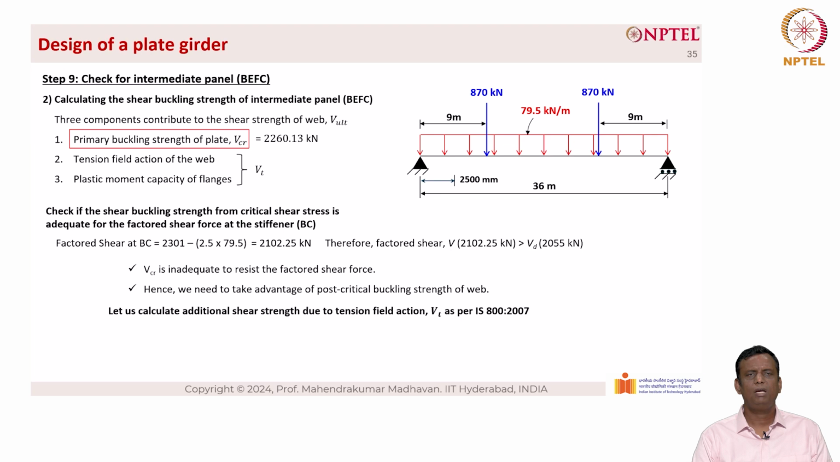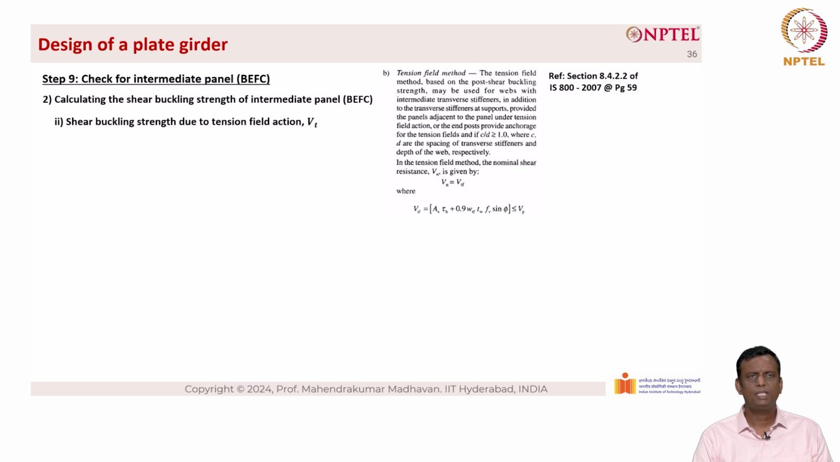Now we have to come to points 2 and 3, which are the tension field action of the web and the plastic moment capacity of the flanges, both of which are given in the form of V sub T and V sub D, and need to be calculated as per IS 800 2007. The shear buckling strength due to tension field action, V sub T, is given on the right hand side of the slide. This is based on reference section 8.4.2.2 of IS 800, page 59.